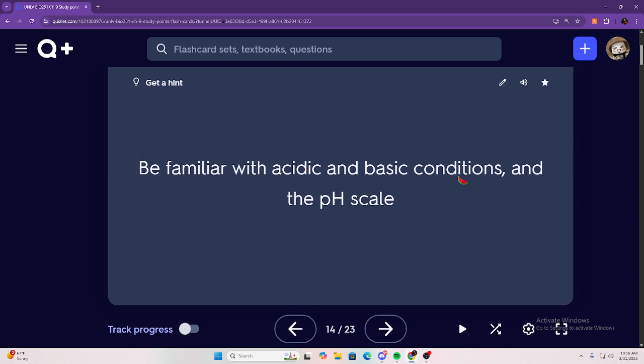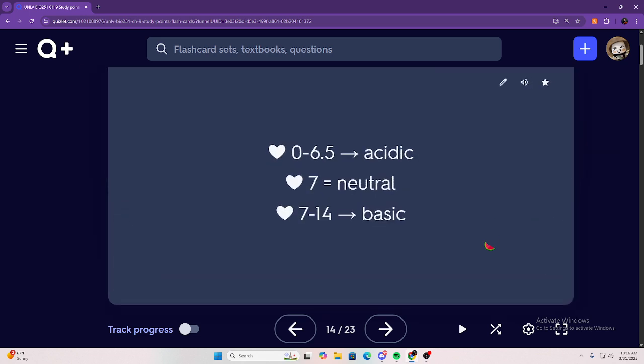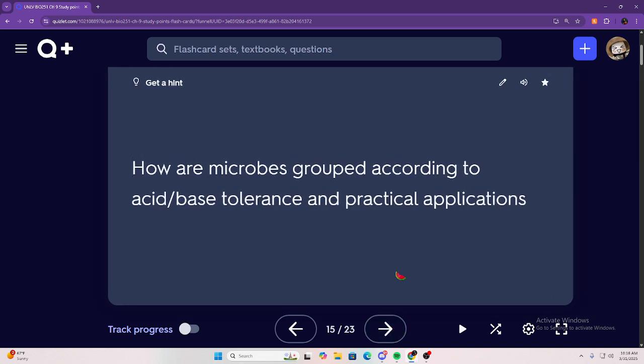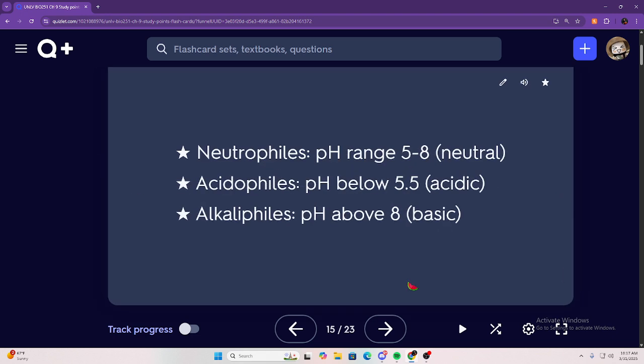Be familiar with acidic and basic conditions and the pH scale. So 0 to 6.5 is acidic, 7 is neutral, 7 to 14 is considered basic. And how are microbes grouped according to acid-base tolerance in practical applications? Neutrophiles range from a pH of 5 to 8. That's their neutral range. Acidophiles are going to have a pH below 5.5, and alkaliphiles are going to have a pH above 8.